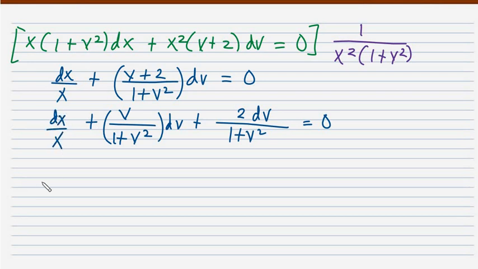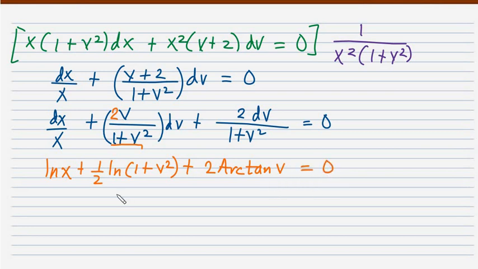For our first term, as I've said, it will be ln x. The second term is also by logarithms. Your u is 1 plus v squared, so the differential of that is 2v dv. So you will have a balancing factor of 1/2, so 1/2 ln of 1 plus v squared. And then the last term can be solved by arctangent, so 2 arctangent v is equal to c. We can multiply by 4.